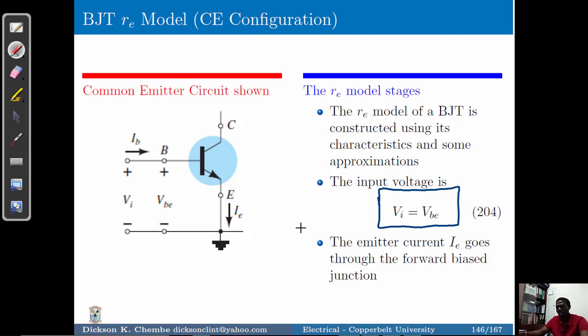So we begin at the input side of the transistor. We model the input side, find how the input is going to be, and then we come to model the output side of the transistor. As you can see, the emitter current goes through the forward biased junction, like shown here.